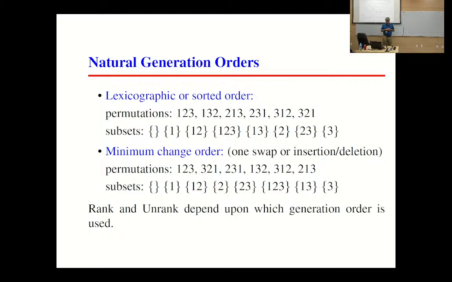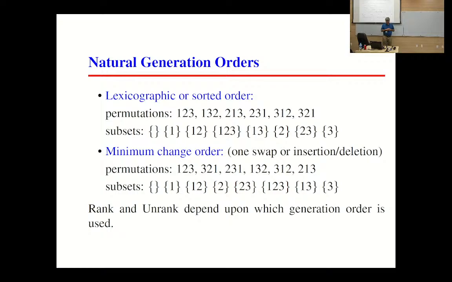How many different orderings of all permutations of n are there? Let's think about it. If I want to know how many orderings there are of the permutations of n things, how many orderings are there? N factorial. So there's a lot of different possible orderings that you could have.